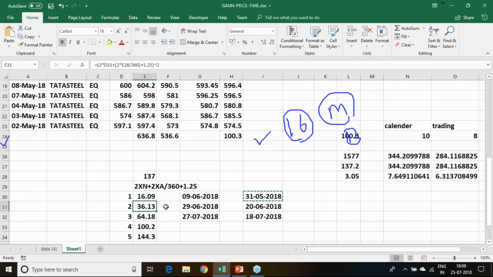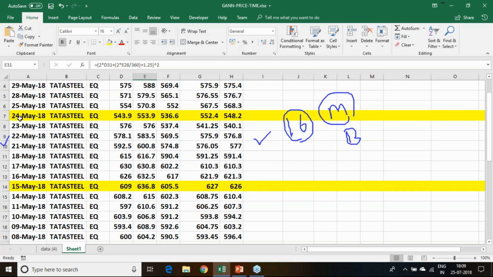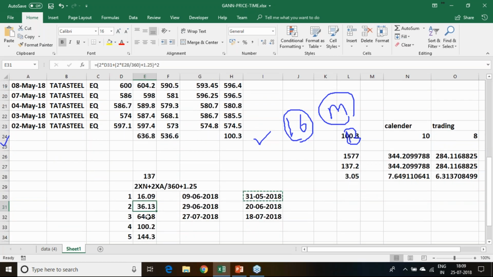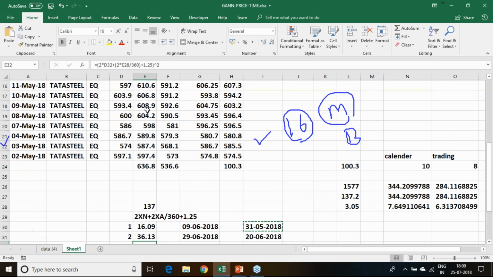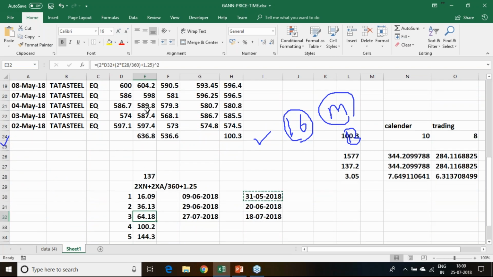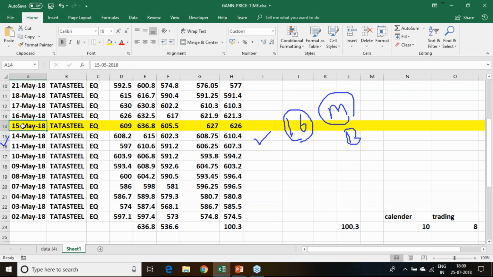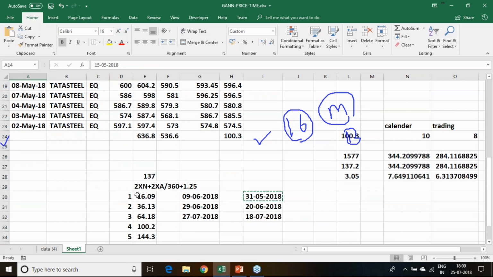So 36 days from 24th May, again one more major top or bottom is expected. 64 days from 24th May, again a major top or bottom is expected. Same way you can reference 15th May: 16 days from 15th May, 36 days from 15th May, 64 days from the 15th May, you will be finding out a major top or bottom.